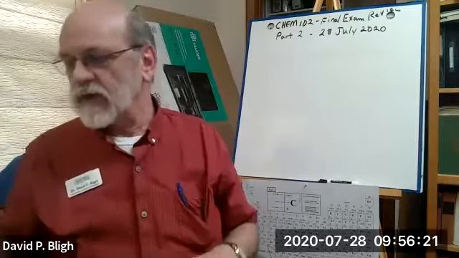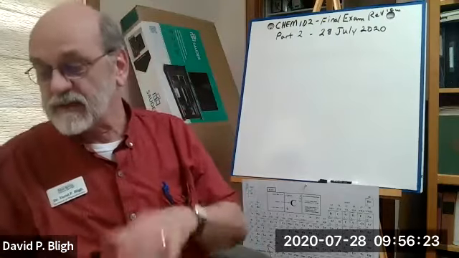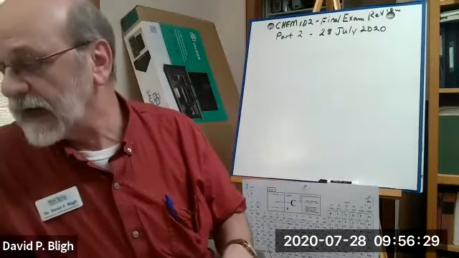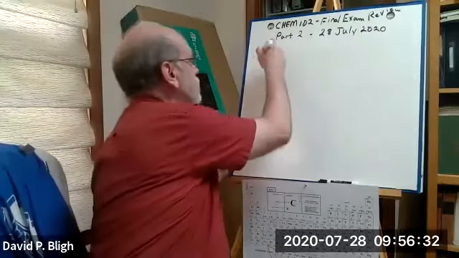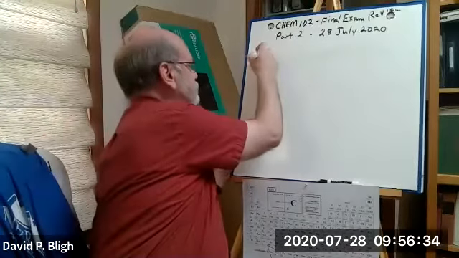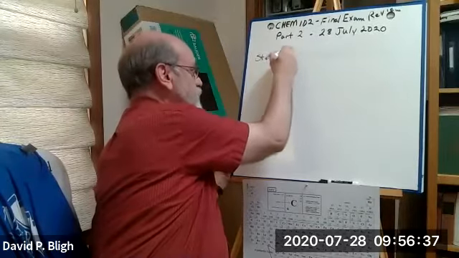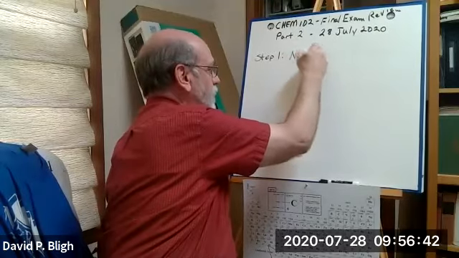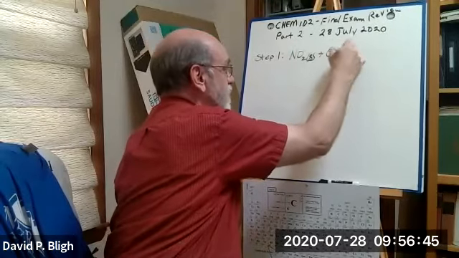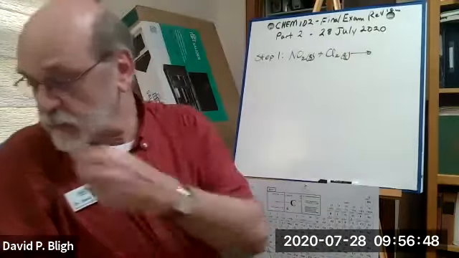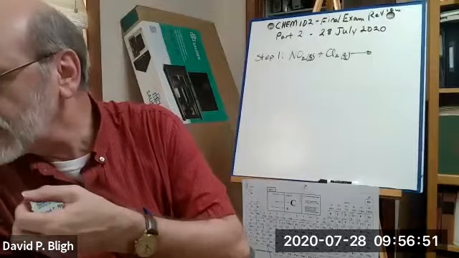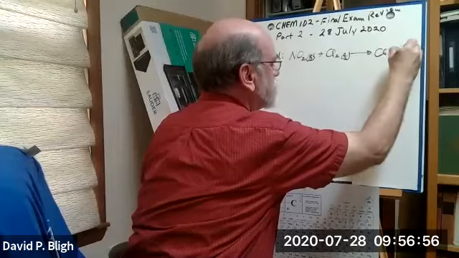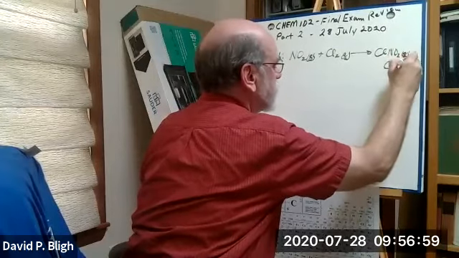Okay, we were talking about mechanisms, so let's talk about mechanisms a little bit more. Let's try this one. NO2 plus Cl2, step one. This is a two-step reaction. And it yields, let's say, ClNO2 and Cl.